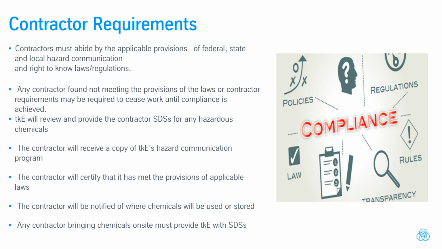Contractor requirements. Contractors must abide by the applicable provisions of federal, state and local hazard communication and right-to-know laws/regulations. Any contractor found not meeting the provisions of the laws or contractor requirements may be required to cease work until compliance is achieved. TKE will review and provide the contractor SDSs for any hazardous chemicals. The contractor will receive a copy of TKE's hazard communication program. The contractor will certify that it has met the provisions of applicable laws. The contractor will be notified of where chemicals will be used or stored. Any contractor bringing chemicals on site must provide TKE with SDSs.